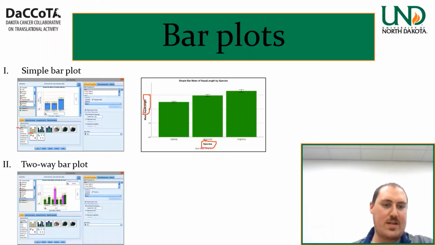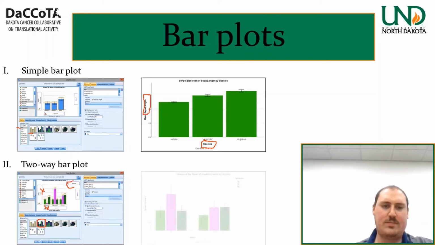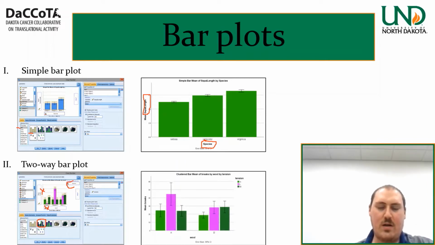Two-way just takes a different box selection, and then your usual suspects of X variable, Y variable, and clustered variable to get our wool as the X variable, our mean breaks as the Y variable, and our tension as the clustering variable. And there we go.